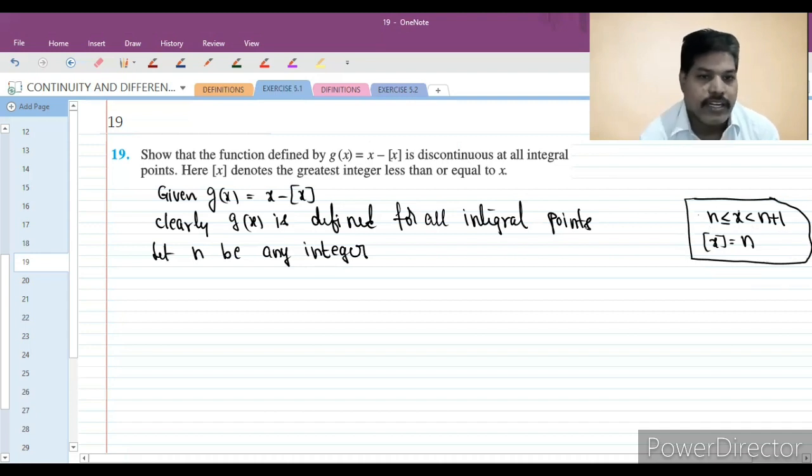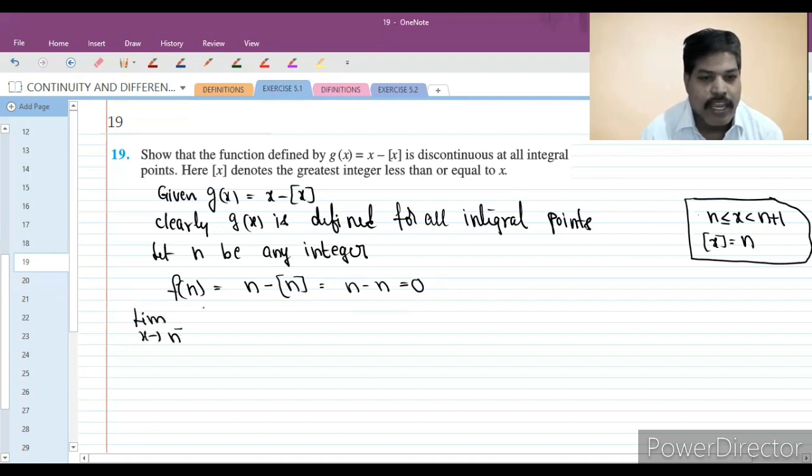So here, let n be any integer. What happens? First you have to calculate f of n. So if n is any integer, then automatically n minus step of n, that implies n minus step n is nothing but, since n is an integer, automatically it will become 0 only. Next I will calculate the left hand limit, limit x extending to n minus of f of x.